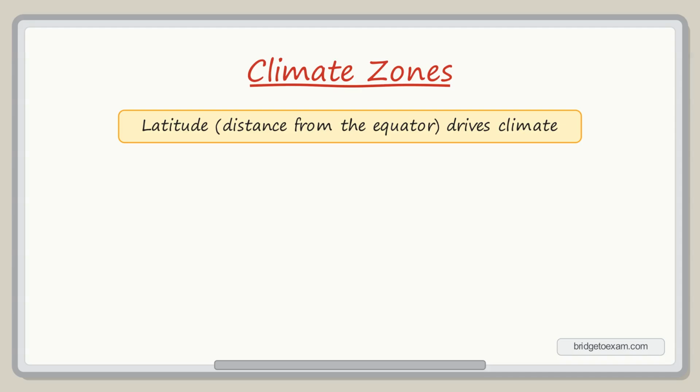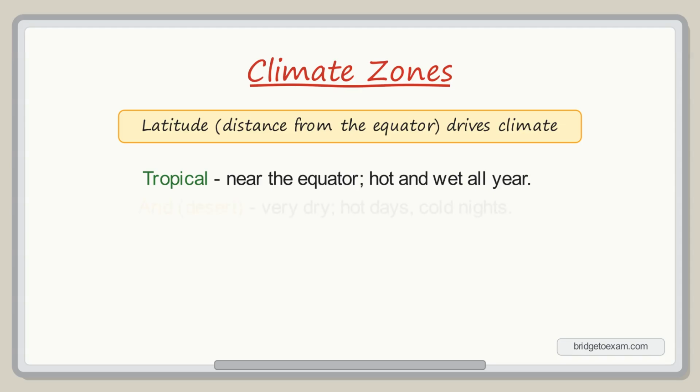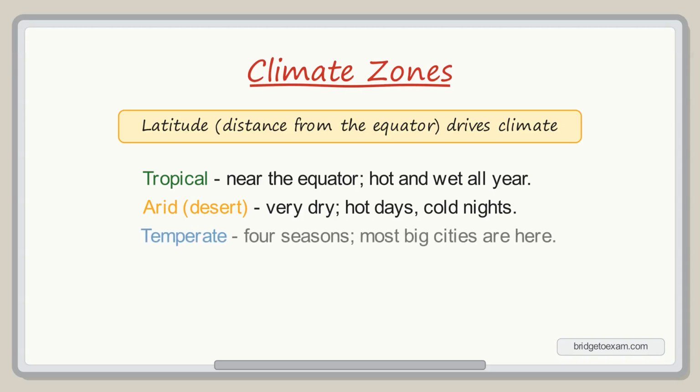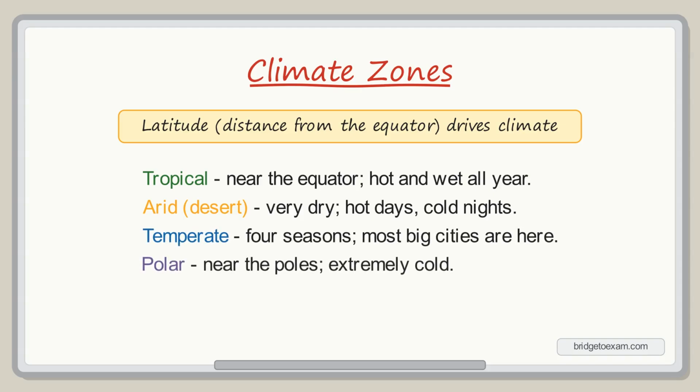And the biggest factor deciding a region's climate is its latitude, its distance from the equator. Near the equator is the tropical zone, hot and wet all year, home to rainforests. A bit further out are the arid or desert zones, very dry, with scorching days and cold nights. The temperate zone has 4 seasons and moderate rainfall, which is why most of the world's big cities are there. And near the poles is the polar zone, extremely cold and dry.